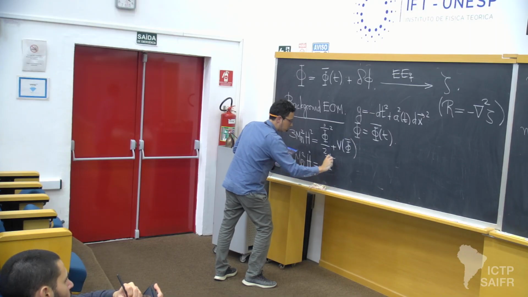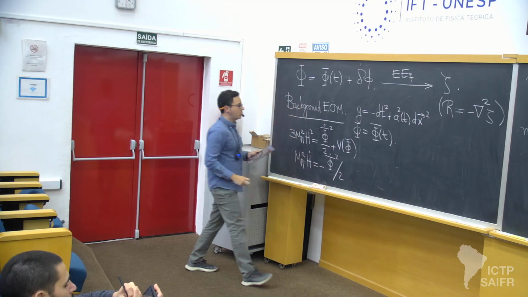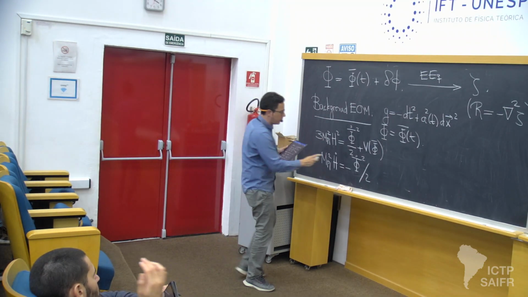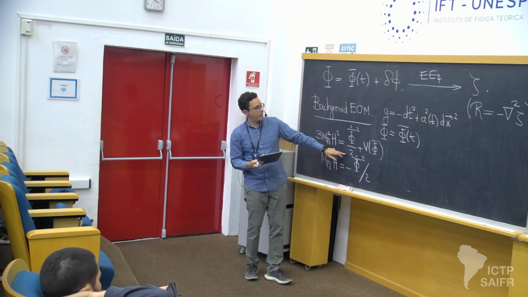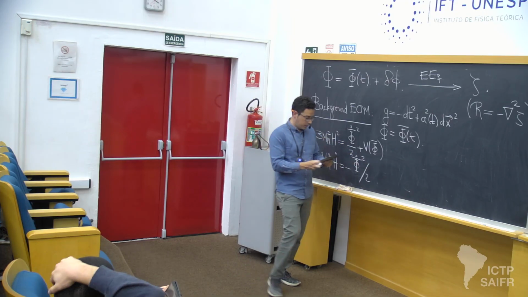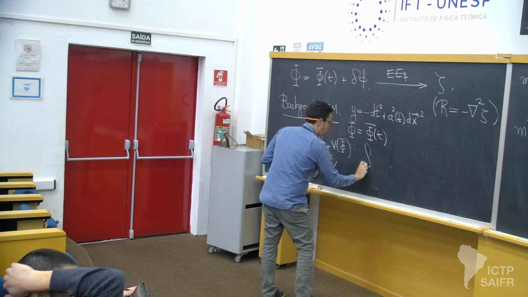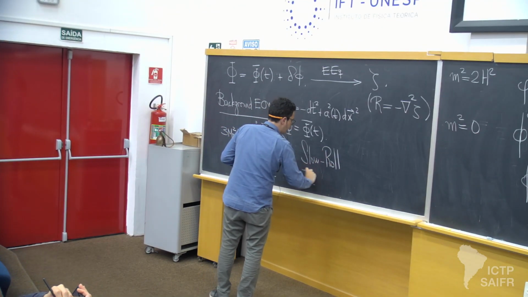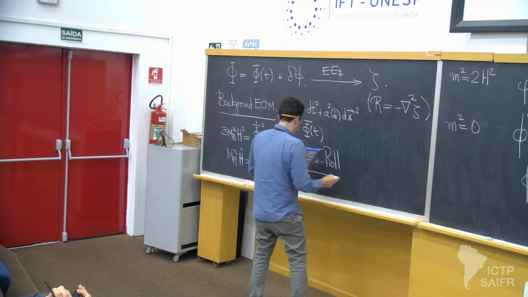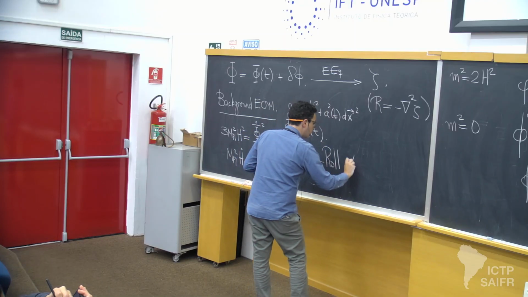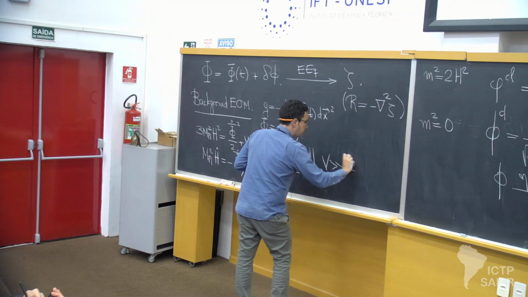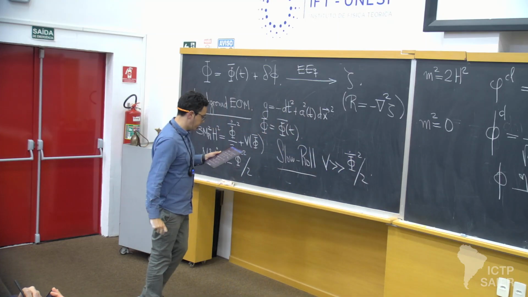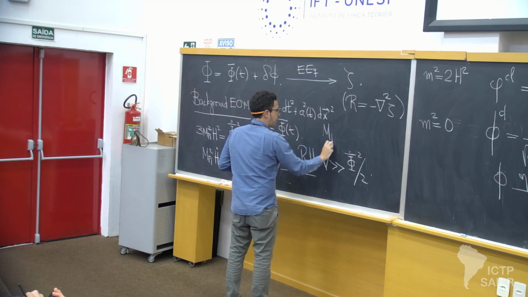Phi bar dot squared over 2. So the slow roll approximation is the approximation that the kinetic term is much smaller than the potential term. Okay? So slow roll. This is not, strictly speaking, necessary, but it's very useful. Assume V is much bigger than phi dot squared over 2. Okay? And M Planck squared.